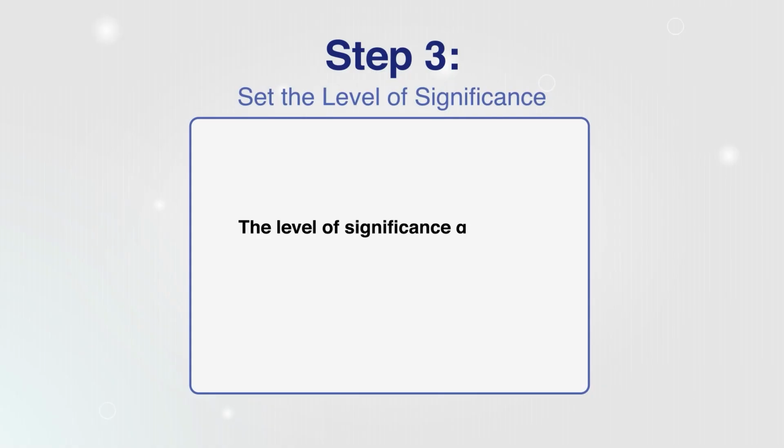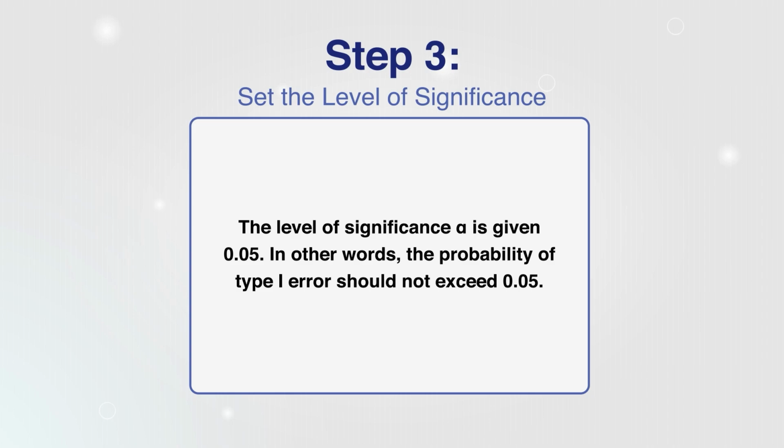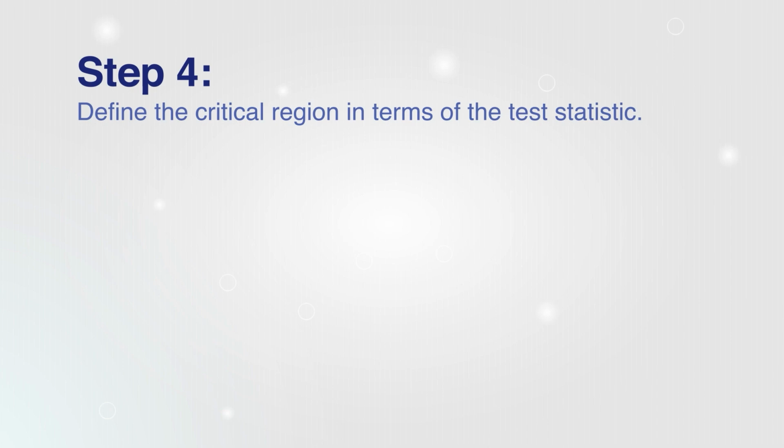The third step is to set the level of significance, and we generally set alpha as 0.05. Step 4 is to define the critical regions in terms of the test statistic. So here we have to establish the decision rule, that means deciding a critical region.